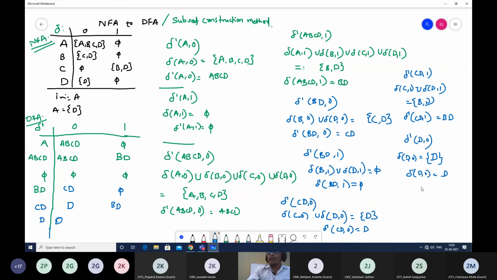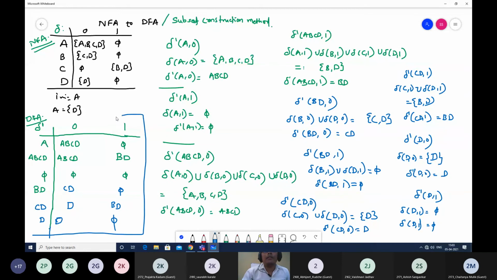What will be delta dash of D comma 1? For that we'll refer delta of D comma 1, which is equal to phi. That's why delta dash of D comma 1 will be equal to phi. So this is phi. So we have got 6 states. How many states we have got? We have got 6 states.